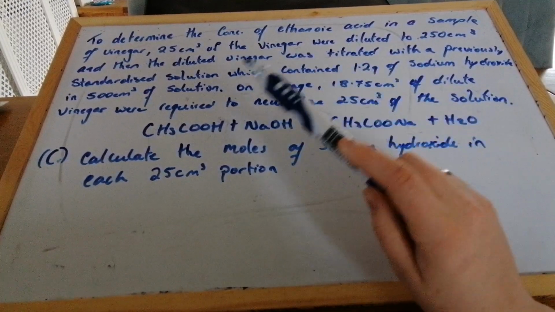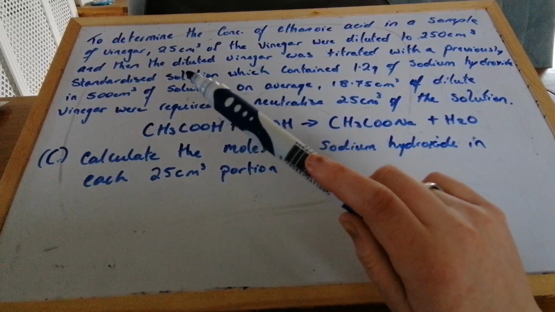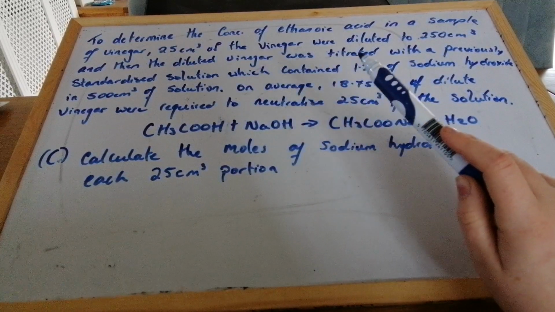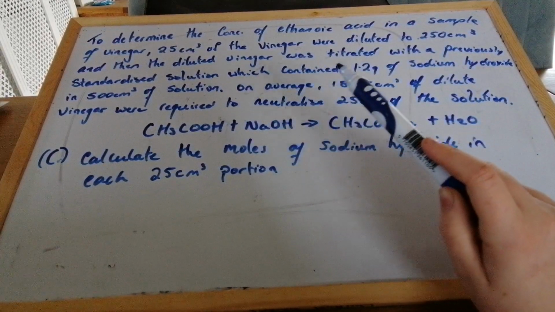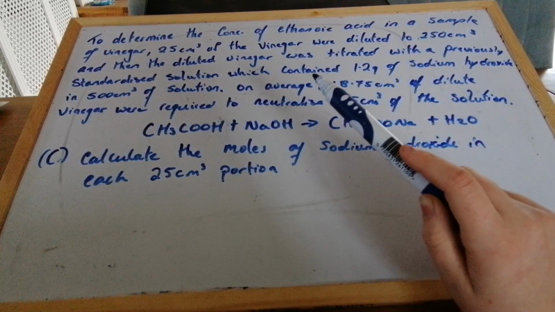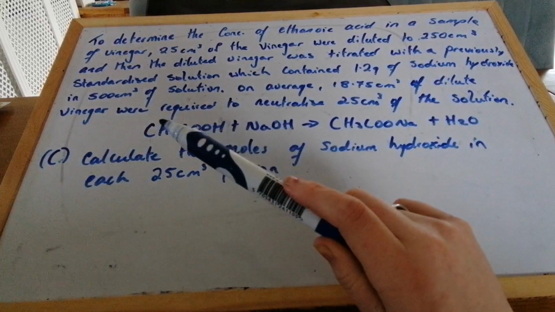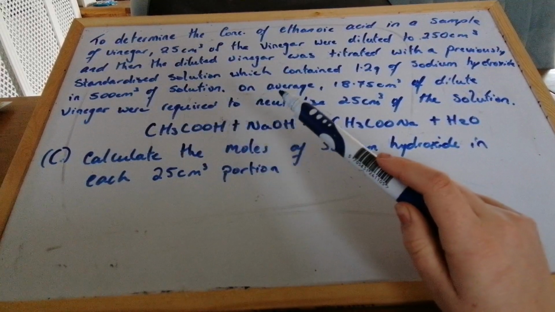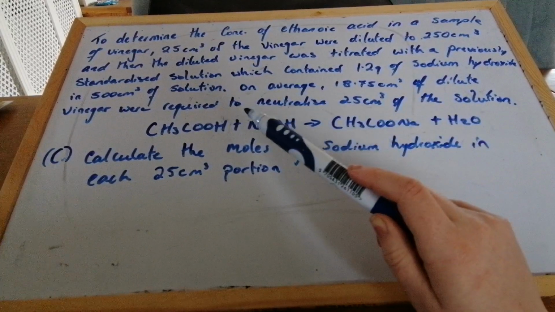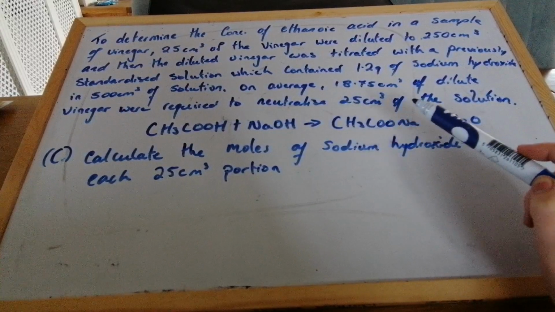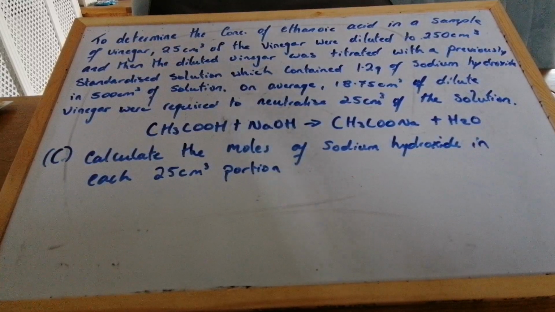and reset the camera again. So to determine the concentration of ethanoic acid in a sample of vinegar, 25 centimeters cubed of vinegar were diluted to 250 centimeters cubed. And then the diluted vinegar was titrated with a previously standardized solution which contained 1.2 grams of sodium hydroxide in 500 centimeters cubed of solution. On average, 18.75 centimeters cubed of the dilute vinegar were required to neutralize 25 centimeters cubed of the solution. And then it gives you the balanced equation in the question as well.